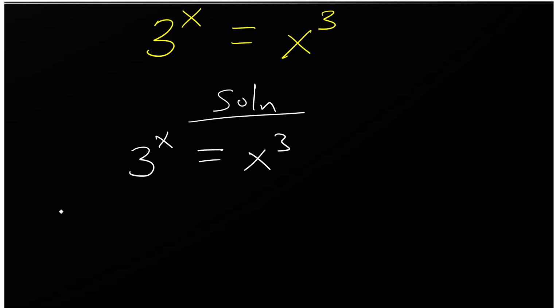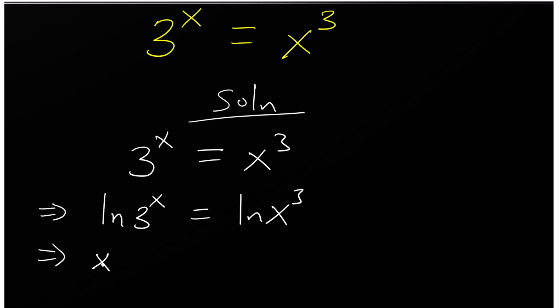To set the ball rolling, let's take log on both sides. So we have ln of 3 to the power x equals ln of x to the power 3. This one is a power rule, so the x will come here and the 3 will also come there. That will be x ln of 3 equals 3 ln of x.